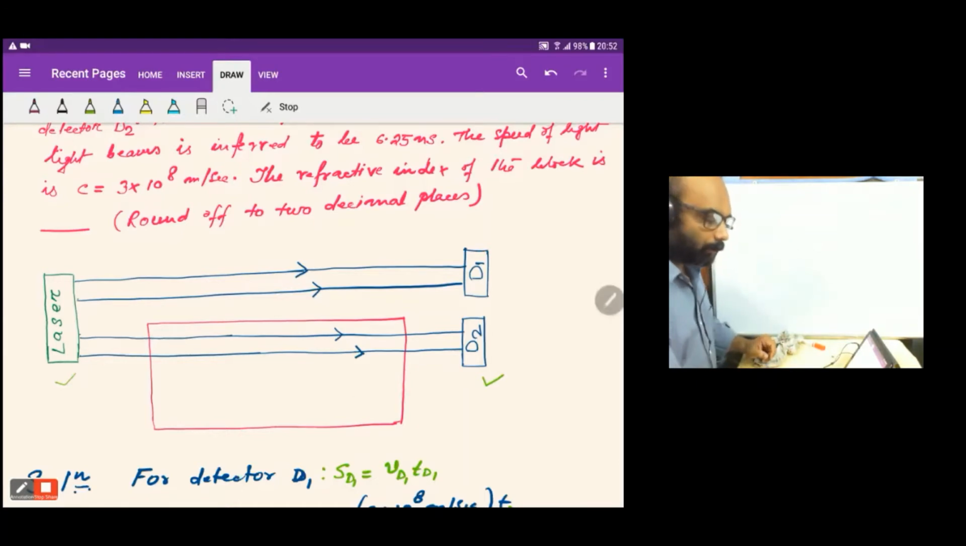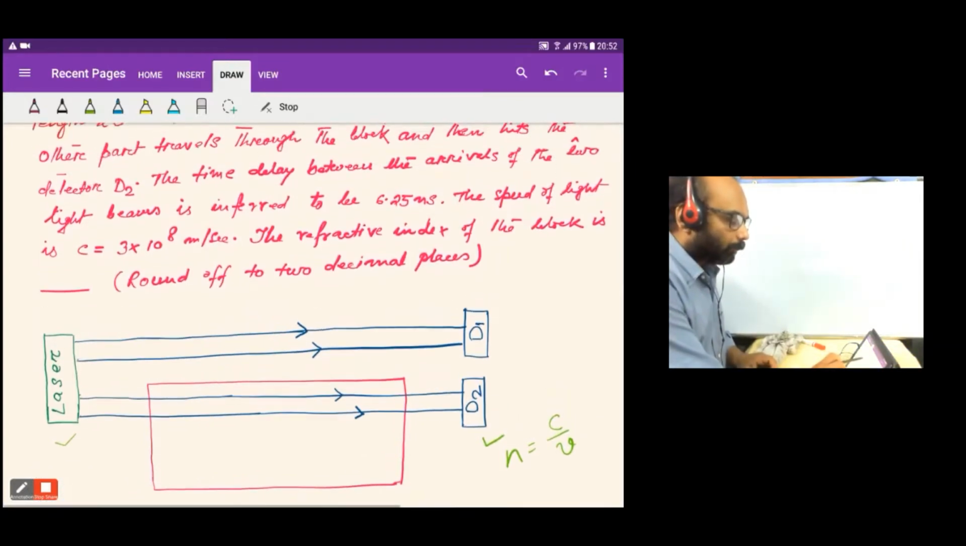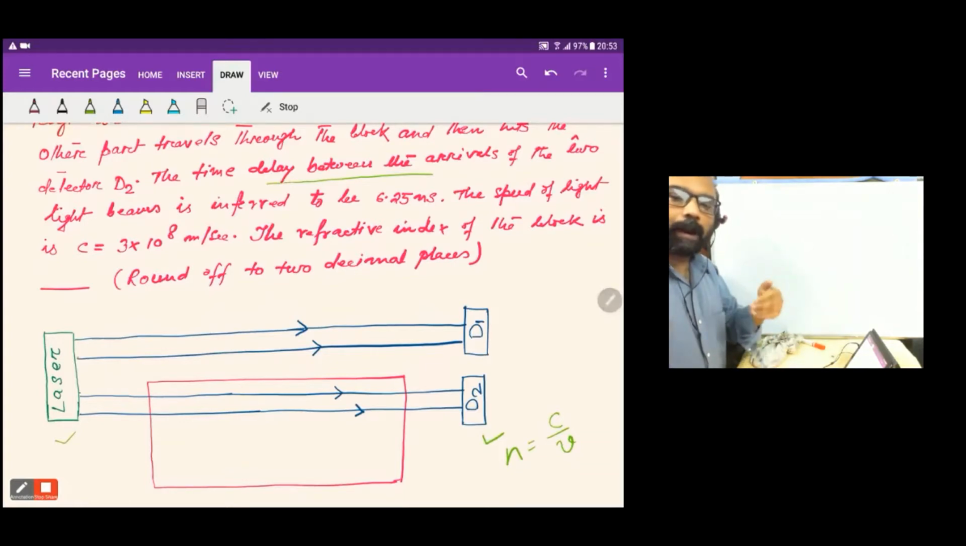So generally the formula is n equal to c by v, where c is the velocity of light in vacuum and v is the velocity of the same light in that medium. So we need to find out the velocity of the laser beam within that block, and we are given the time delay between the arrivals of the two light beams. That means when the light is hitting the detector D1 and when the light is hitting the detector D2, there is a time difference.